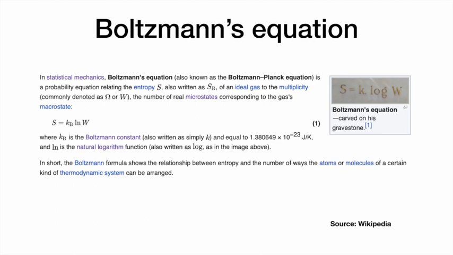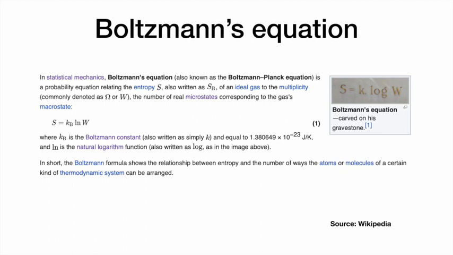In statistical mechanics, the Boltzmann equation, also known as the Boltzmann-Planck equation, is a probability equation relating the entropy, also written as S_B, of an ideal gas to the multiplicity, denoted as omega or W, the number of real microstates corresponding to the gas macrostate. So S is equal to Kb into ln W. Kb is the Boltzmann constant, and it is 1.380649 into 10 power minus 23 joule per Kelvin, and ln is the natural logarithmic function.